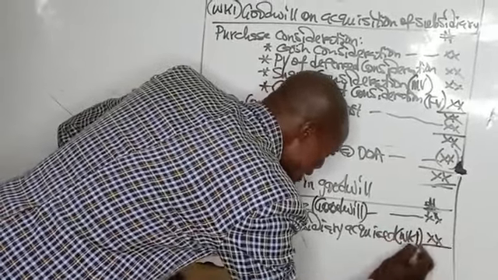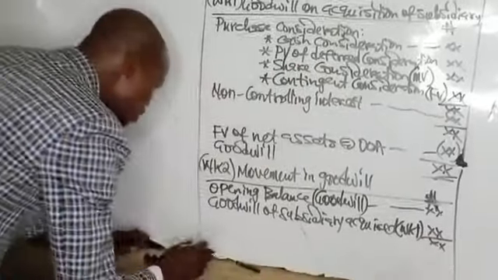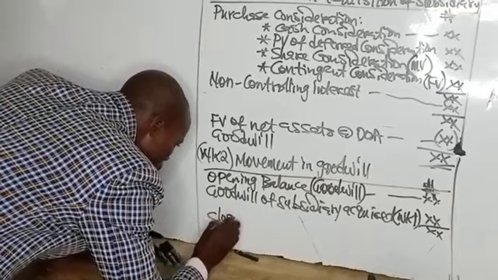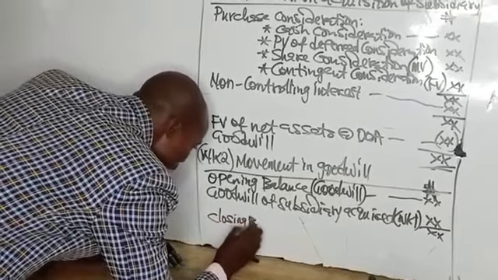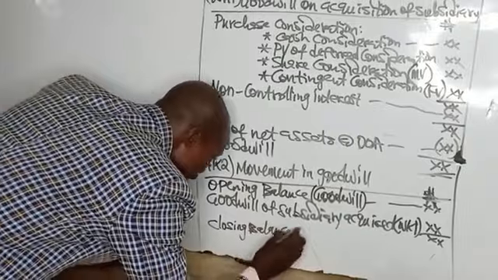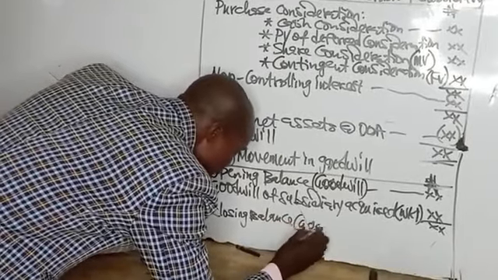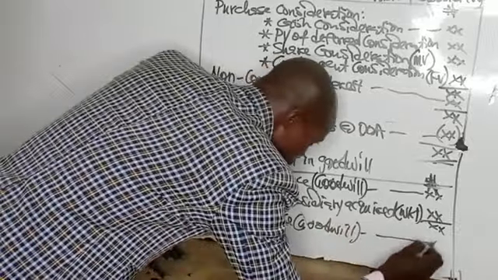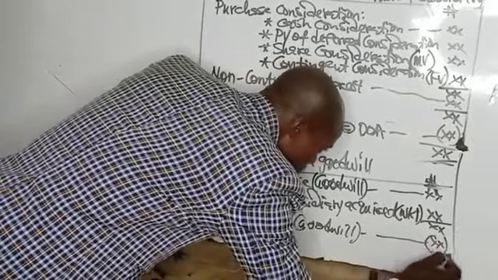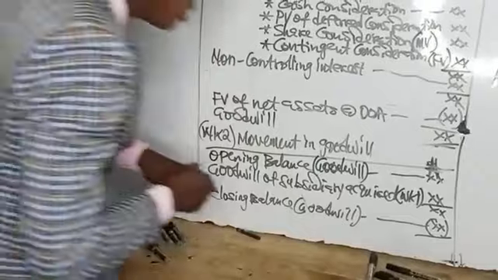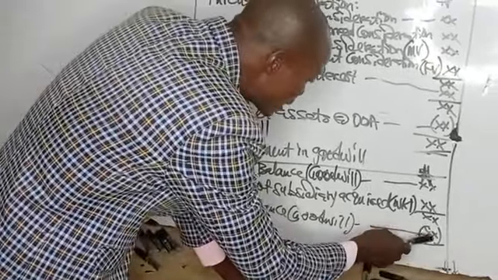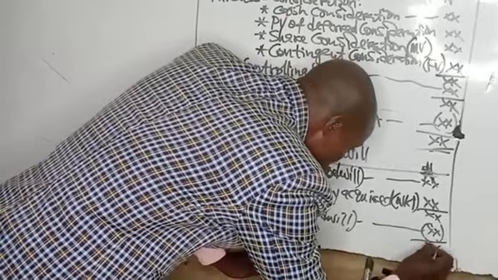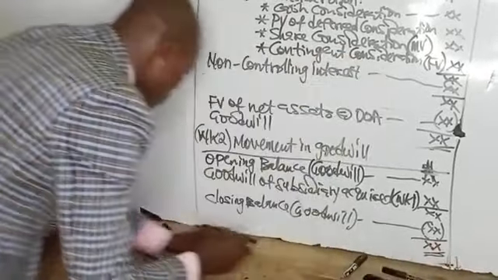So you add that. Then you now have the closing balance. That is the goodwill in the closing statement of financial position. Then if you subtract the closing balance, it is possible the total here may be greater than the closing balance. In that case, you have goodwill written off or impairment of goodwill.